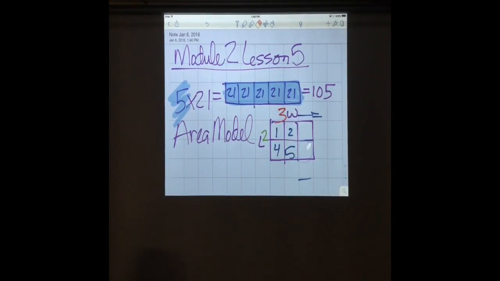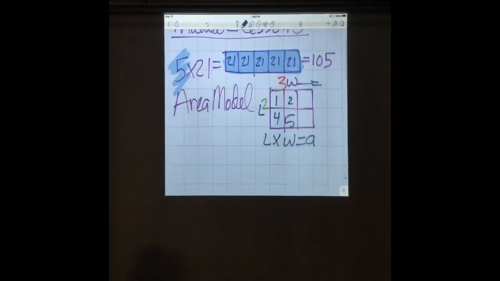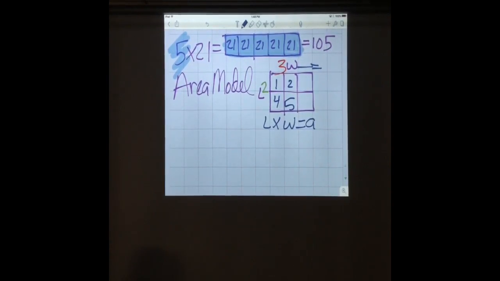What do we have to remember? Someone help me. Length times width, so I'll write that out. Length times width equals area. Or I could say, in this case, 2 times 3 equals 6. In this case, right? Okay. So it's a lot easier to do the multiplication, isn't it, rather than the adding, right? Okay, let's do another one.